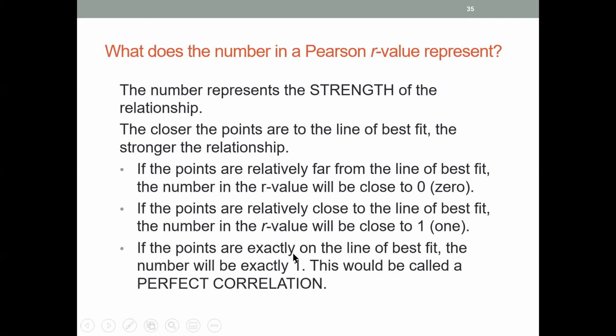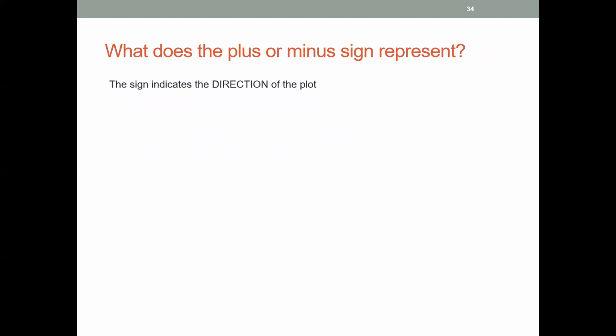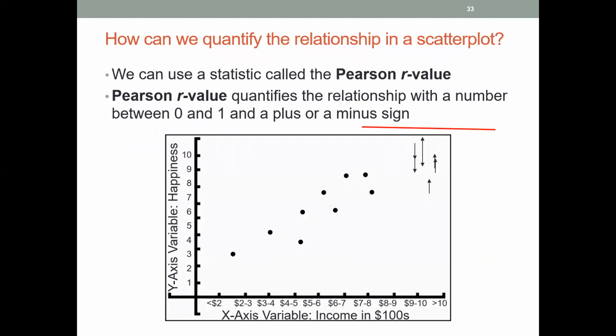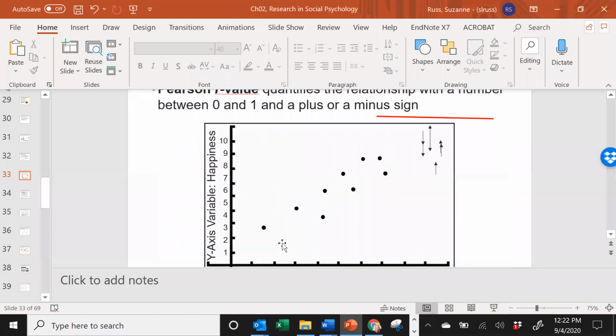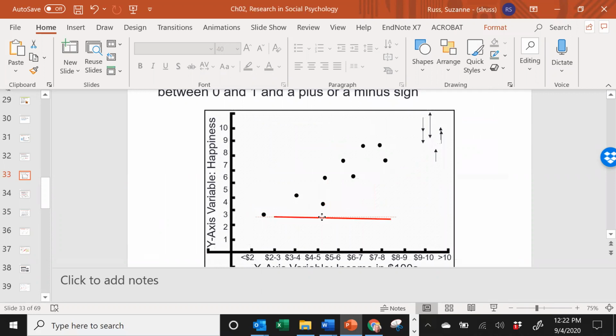So if the points are exactly on the line, the number would be exactly 1, and that would be called a perfect correlation. So let's go back now to this slide where we're working on the money and the happiness variable. And let's pull that line of best fit into this imaginary cluster of data that I imaginarily gathered from you. And we'll draw it, maybe that's about the closest to all the points.